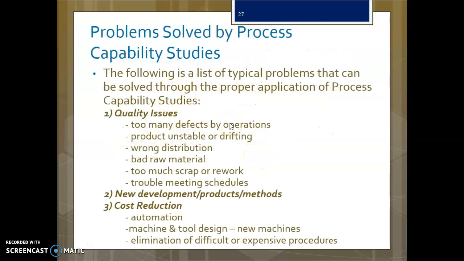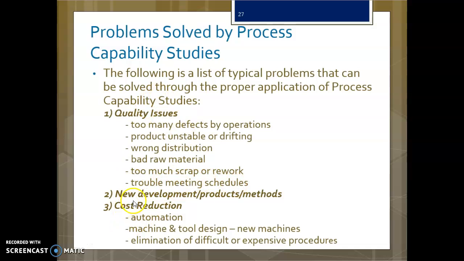Okay, so to summarize this chapter, and it is a very short chapter, so please read it. It's good understanding there. This is just some of the ways that you can list problems that can be solved using this process capability, okay? There's quality issues. It can reveal too many defects by operations. Maybe your product's unstable. Maybe it's drifting. You could have a wrong distribution. You could also show possibility that it might be rooted from a bad raw material. You could have too much scrap or rework, and then you might have trouble meeting schedules.